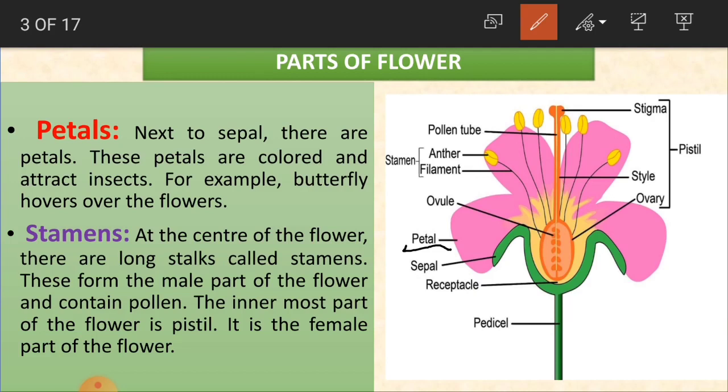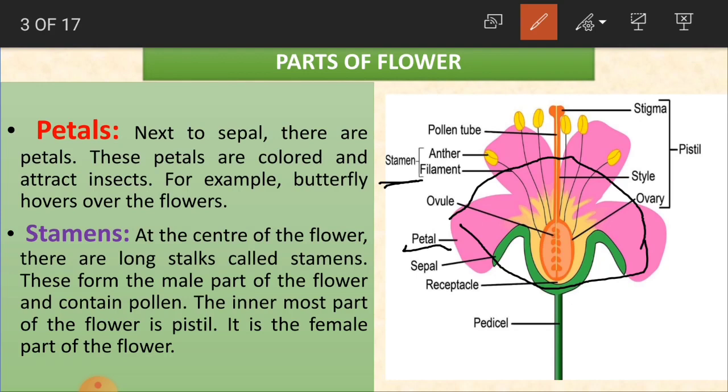So what are petals, children? This colorful part we are looking at in the diagram, which attracts insects, is known as petal. And what are stamens? At the center of the flower, there are long stalks called stamens. At the center, in the sense at the middle of the flower, what we have here is the stamen. See, there are long stalks called stamens.